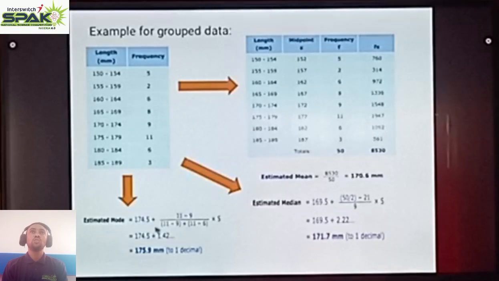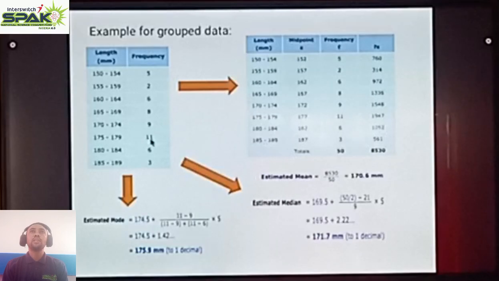So we'll now get to mode. In mode, don't forget, we are going to have the modal class first. The class with the highest frequency. Let's check the frequency down. Down, we are seeing 11 is the highest. So this class is the modal class. So going by this, our lower class will be 175 minus 0.5. That's 174.5. You see there?